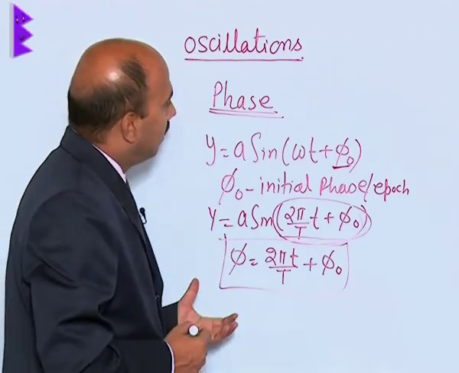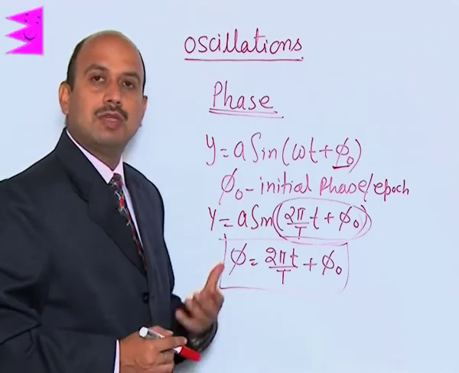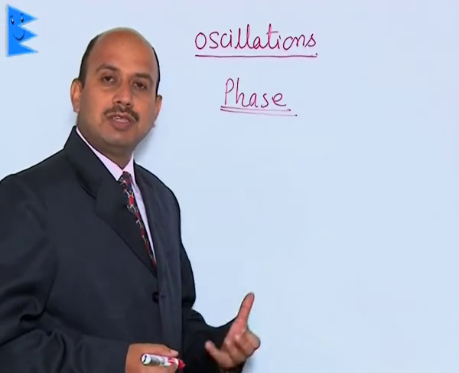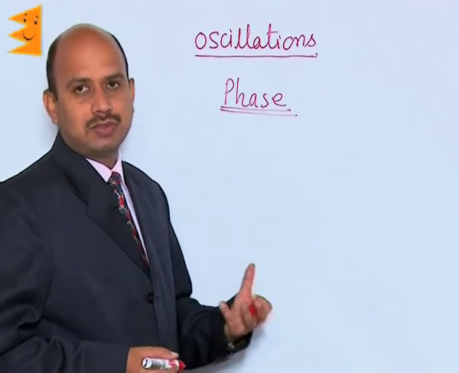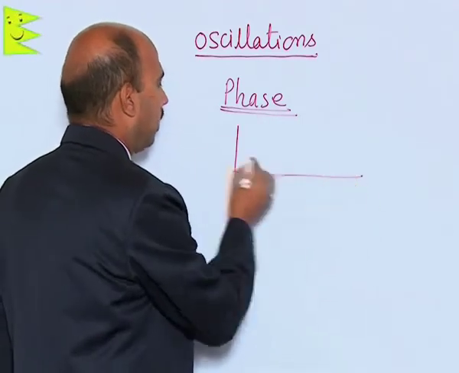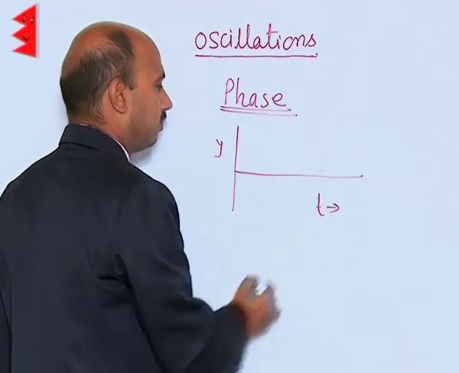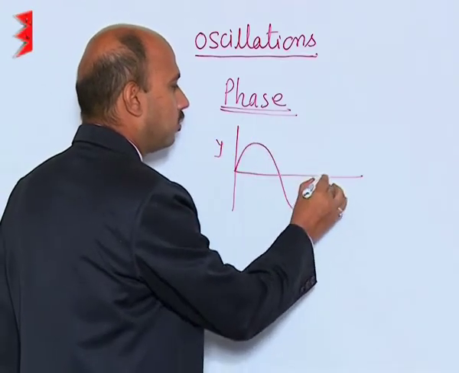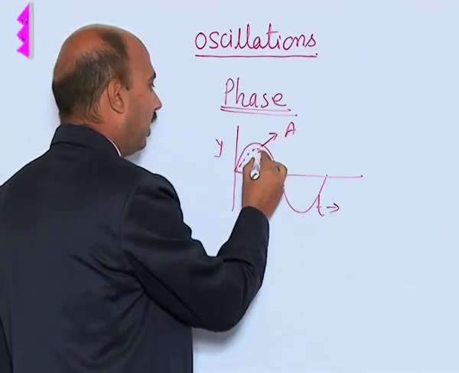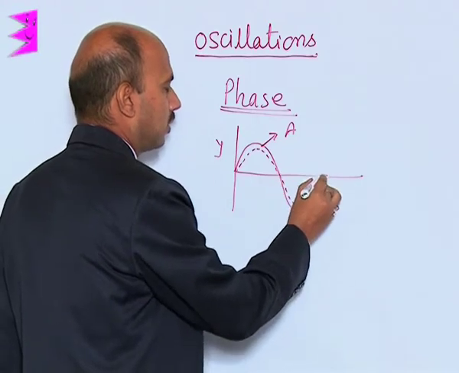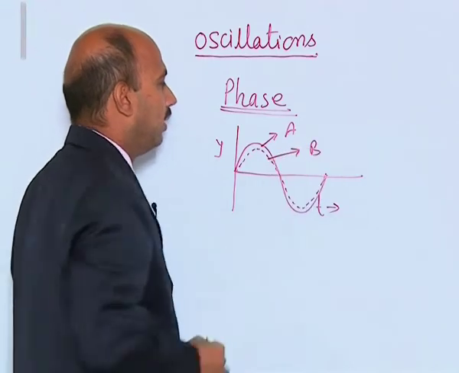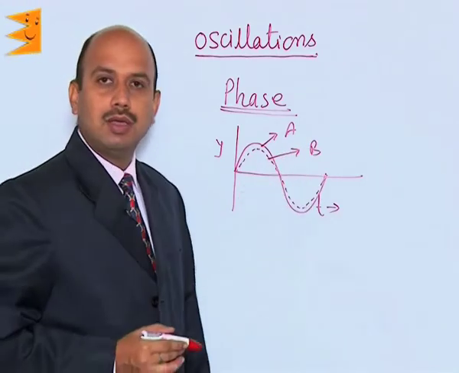Now, let us see the phase difference between two bodies by taking their sine curves. Suppose vibration or oscillation of the two bodies are represented by a sine function, and we draw the graph like this. Here is y and here is t. The graph is obtained in this way for the body A, and for the body B we are getting the graph like this. The dotted line is for the body B and the solid line is for the body A.